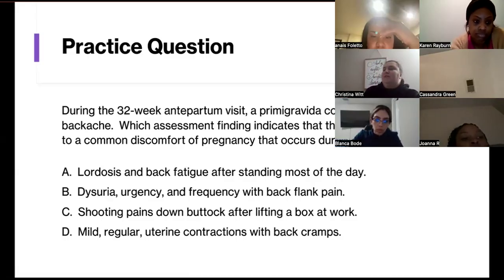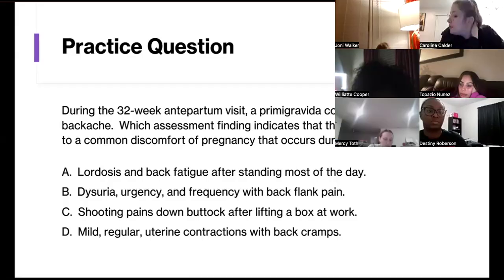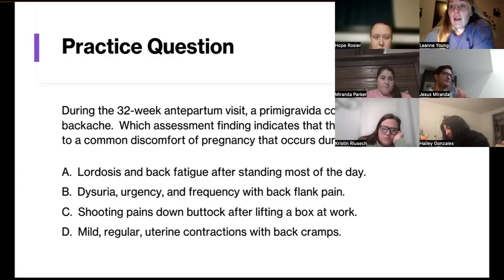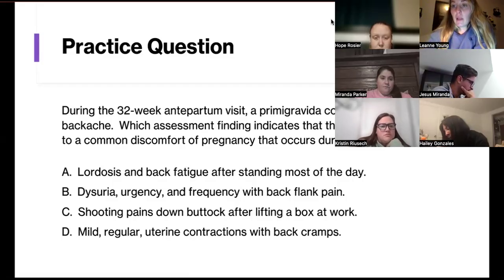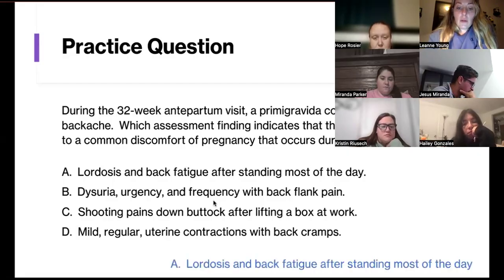A. Yeah, what is lordosis? Like a further curve of the lumbar area. Yeah, and that can happen in pregnancy. That mom's back can start curving just because the baby's developing and everything is shifting around. She's going to be way more uncomfortable. So, yeah, lordosis and back fatigue after standing for most of the day.